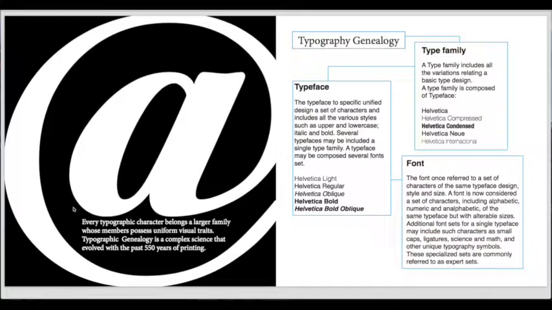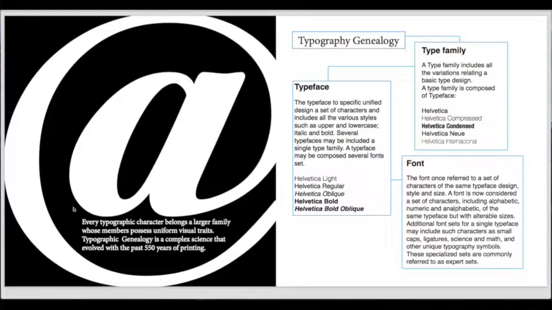A typeface may be composed of several font sets. Helvetica Light, Helvetica Regular, Helvetica Oblique, Helvetica Bold, Helvetica Bold Oblique. Type family. A type family includes all variations relating to the basic type design. A type family is composed of typefaces. Helvetica, Helvetica Compressed, Helvetica Condensed, Helvetica Neue, and Helvetica International.